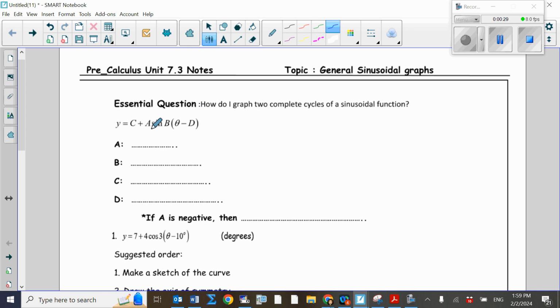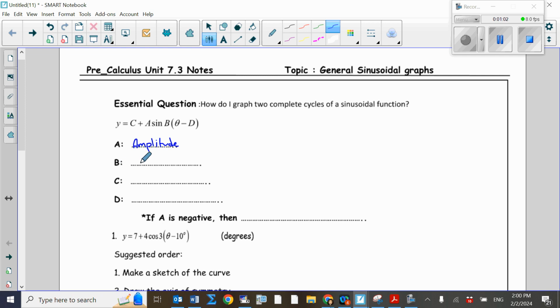The A value that you see here is a number that is multiplied by your function. This is going to define the amplitude of the function. That means vertical compression or stretch. The B value is horizontal compression or stretch. It's going to define the period of the function, so we can find the period using this B value.